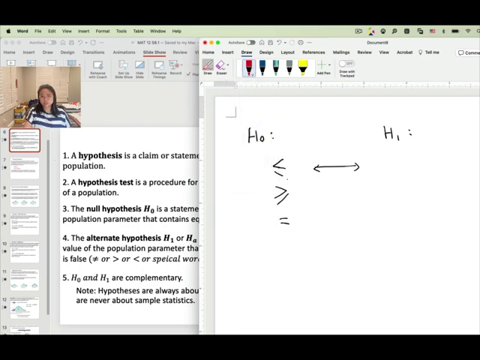When you have a less than or equal to, your alternate hypothesis is going to be strictly greater than. On the number line, you can see the null and alternate hypotheses are complementary. When the null hypothesis is greater than or equal to, you will have strictly less than. And when the null hypothesis is equal to, the alternate hypothesis is not equal to. So these three are always a pair. Null and alternate hypotheses are always complementary.